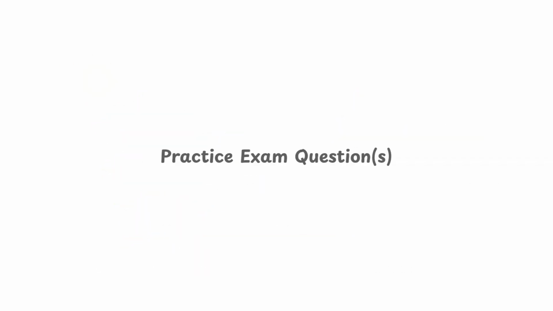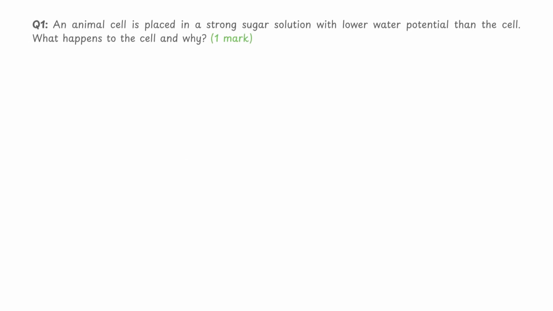Let's dive into some exam-style practice questions. You can pause the video and try it yourself. An animal cell is placed in a strong sugar solution with lower water potential than the cell. What happens to the cell and why?